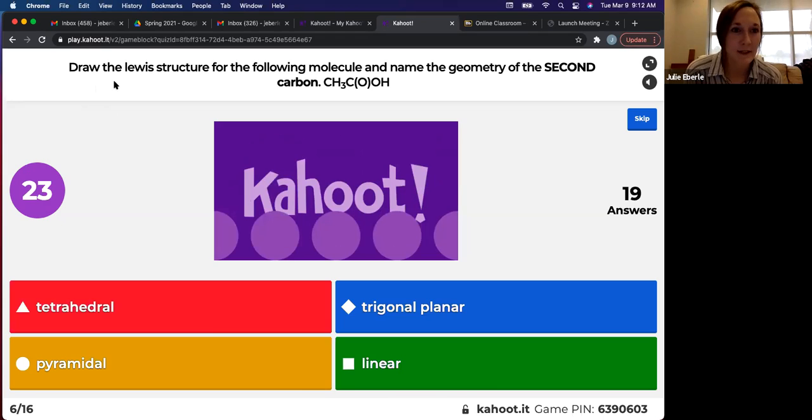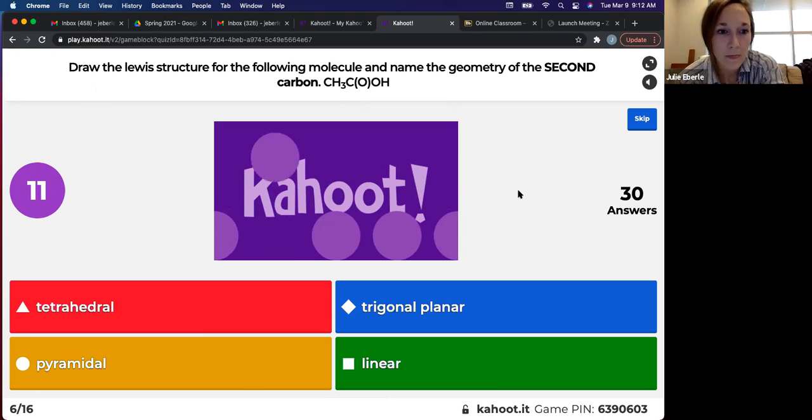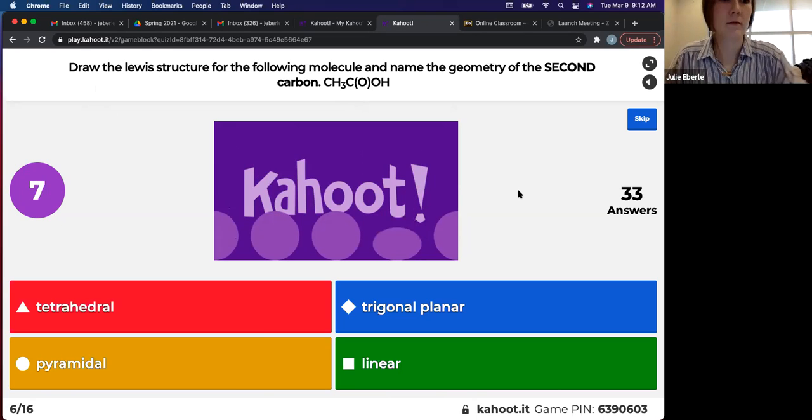All right, we got how much time? 20 seconds. So you get a CH3 group and then a carbon with an oxygen branched off it and an OH group. Get your answers in.